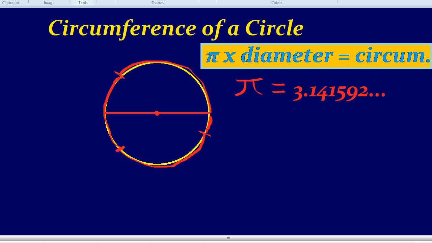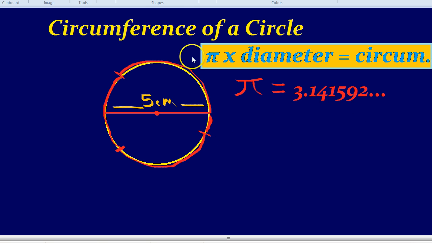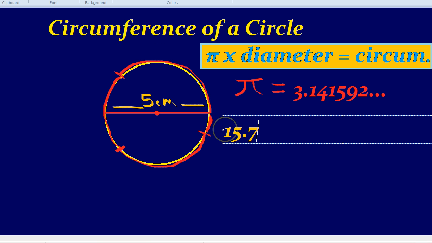In this case, if we had a diameter of 5 centimeters, so that whole length here equals 5 centimeters, what would be the circumference? We'd need a calculator, and we'd do pi, which is this button here, you can see. It should be on all calculators, times by that 5, because that's the diameter, gives us 15.7. So that has a circumference of 15.7 centimeters. Let's do another circle.